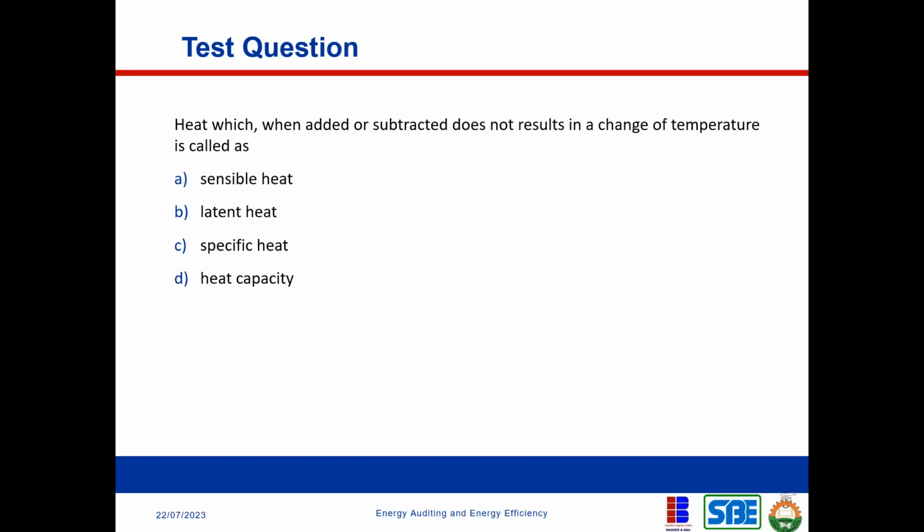Heat, which when added or subtracted does not result in change of temperature. The temperature does not change. So it's a heat that is used to change phase. When you heat water up to 100 degrees centigrade and you keep heating that water, what happens? That water begins to change to steam. What kind of heat is that? It is not sensible heat. Somebody posted sensible heat, but it is not sensible heat.